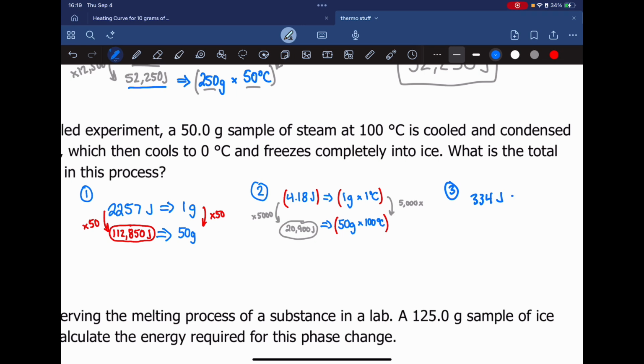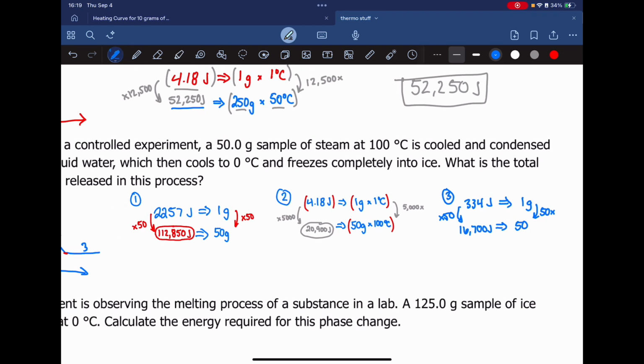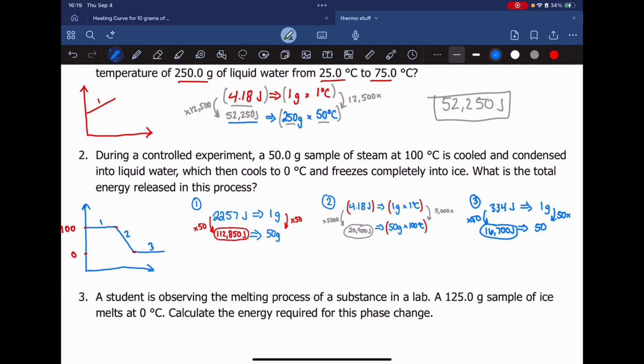334 joules is the amount of energy that is released when 1 gram of water freezes into ice. Now, I don't have 1 gram, I have 50. So this is going to release 50 times more energy. So I'll take my 334, multiply it by 50, and I get 16,700 joules. 16,700.